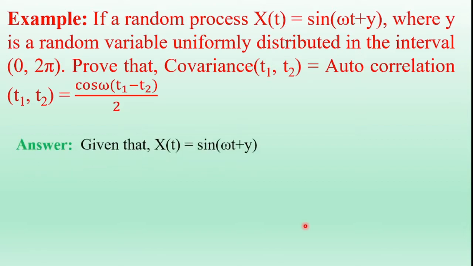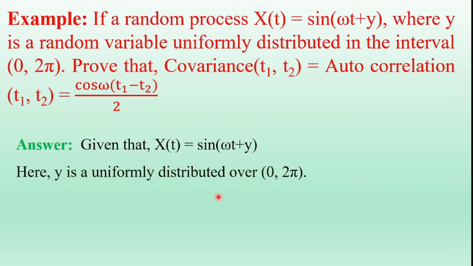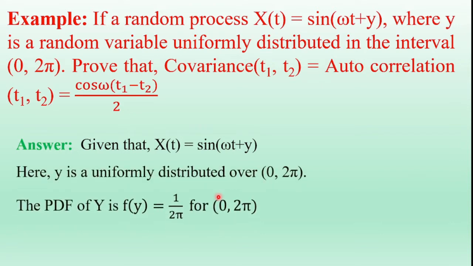Coming to the solution, given that the random process x of t is sine of omega t plus y, here omega is a constant and y is a uniform random variable over the interval 0 to 2 pi. So over this interval, the uniform probability density function of the random variable y is f of y equal to 1 by 2 pi over 0 to 2 pi. First, calculate the autocorrelation function of the random process x of t.